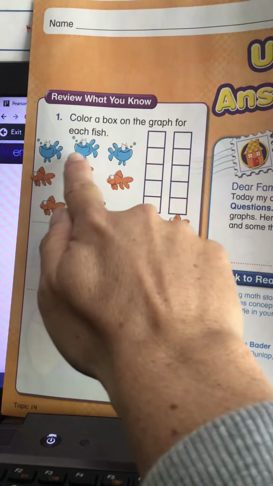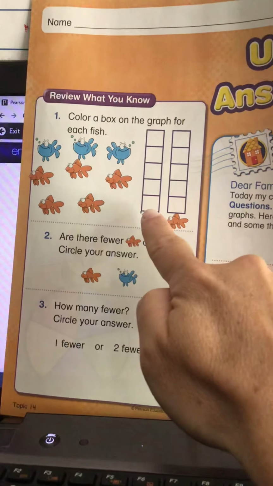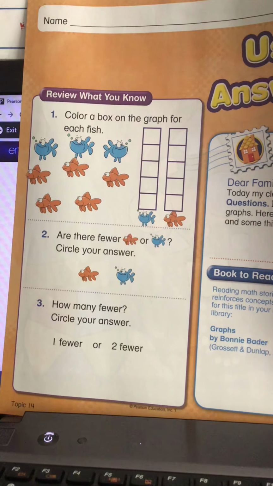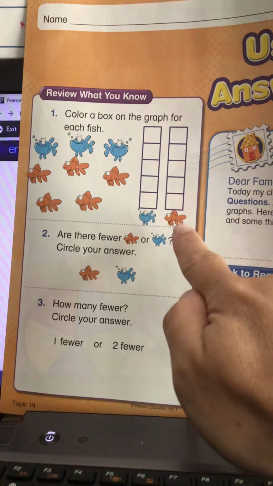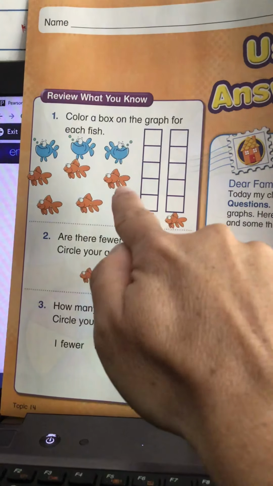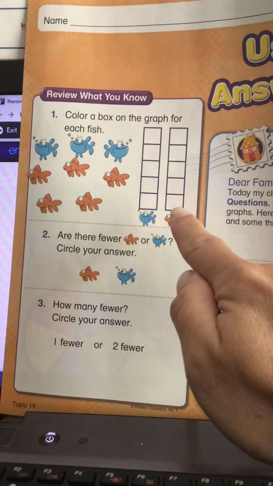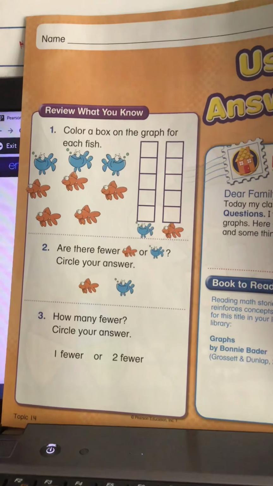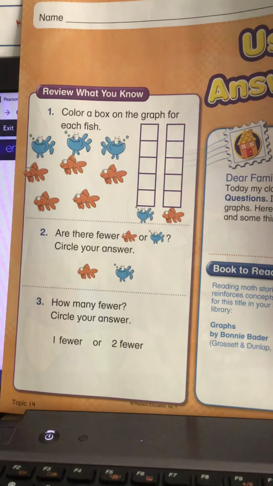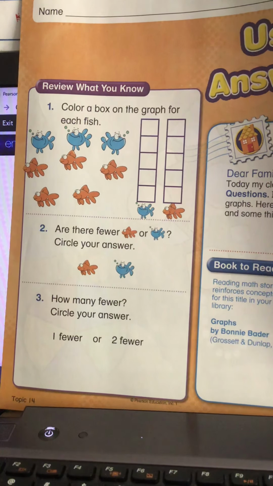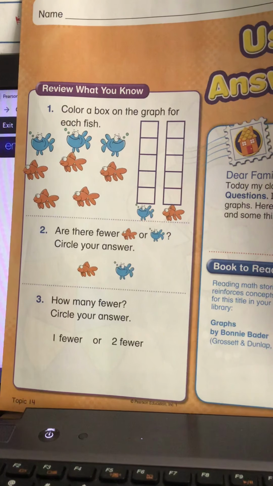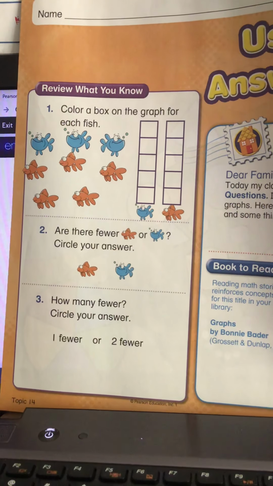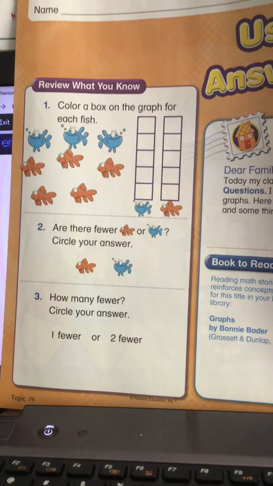So we have 1, 2, 3 blue fish. You are going to be coloring in 1, 2, 3 blue fish on that side. Over here, we are counting the orange fish. 1, 2, 3, 4, 5. So you will start at the bottom and color in 1, 2, 3, 4, 5. 5 orange fish. If you need some more time, just pause the video and finish, or go back and do it later.